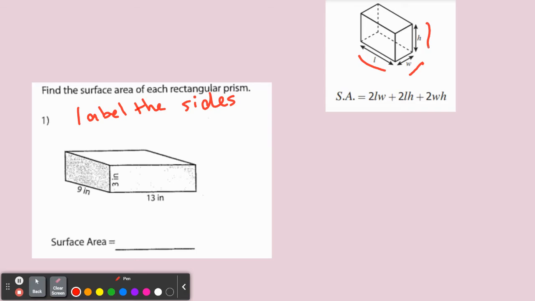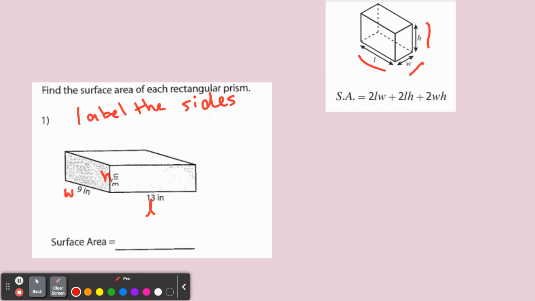So the longest side along the base is our length, so we're going to put an L there for length. The shorter side along the base is the width, so we will label that edge with a W. And the height is how tall an object is, so this object is 3 inches tall. So we have those sides labeled. Okay, so now we're going to calculate it.